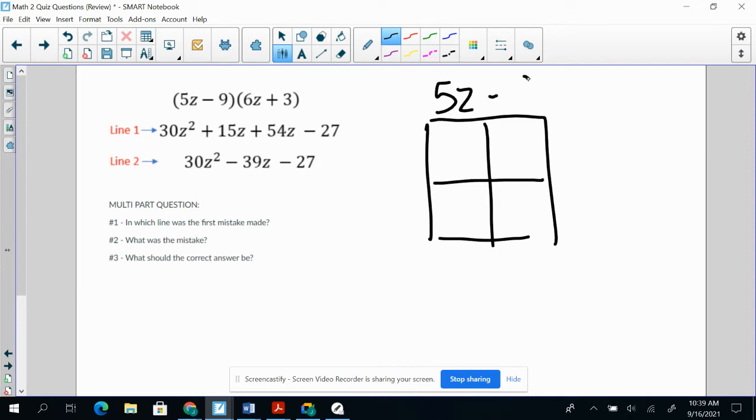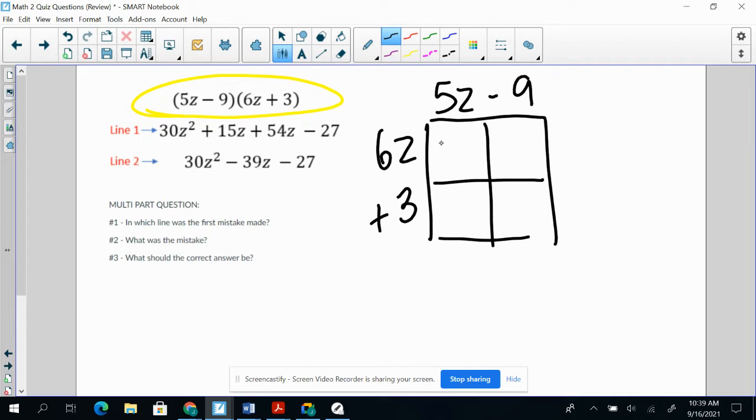5z minus 9 times 6z plus 3. And for those of you who've reached out about error analysis problems, for me, it's easier to take the problem, which is your first line, this right here, and then just take it to my own paper and work it and then compare. Because sometimes you convince yourself someone else's work is right.